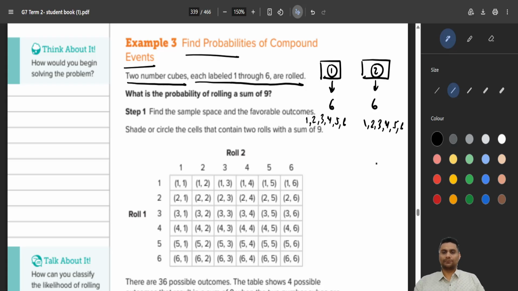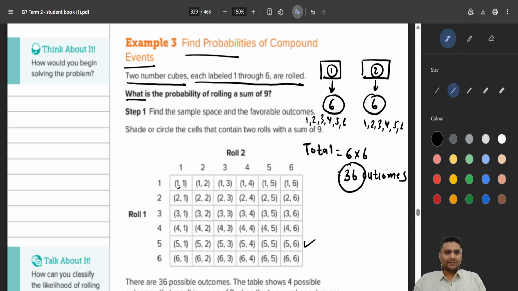Correct? Okay. Now, how many possible outcomes are there? I told you, simply multiply their different outcomes. So 6 multiply 6. That is, I can make 36 different outcomes here. If you want to see, the outcomes are given here: 1, 1, 1, 2, 1, 3, 1, 4, like this. See, 36 outcomes are there. All the 36 outcomes are given in front of you. You can check in the book later on. Now, the total is how much? Total is 36.